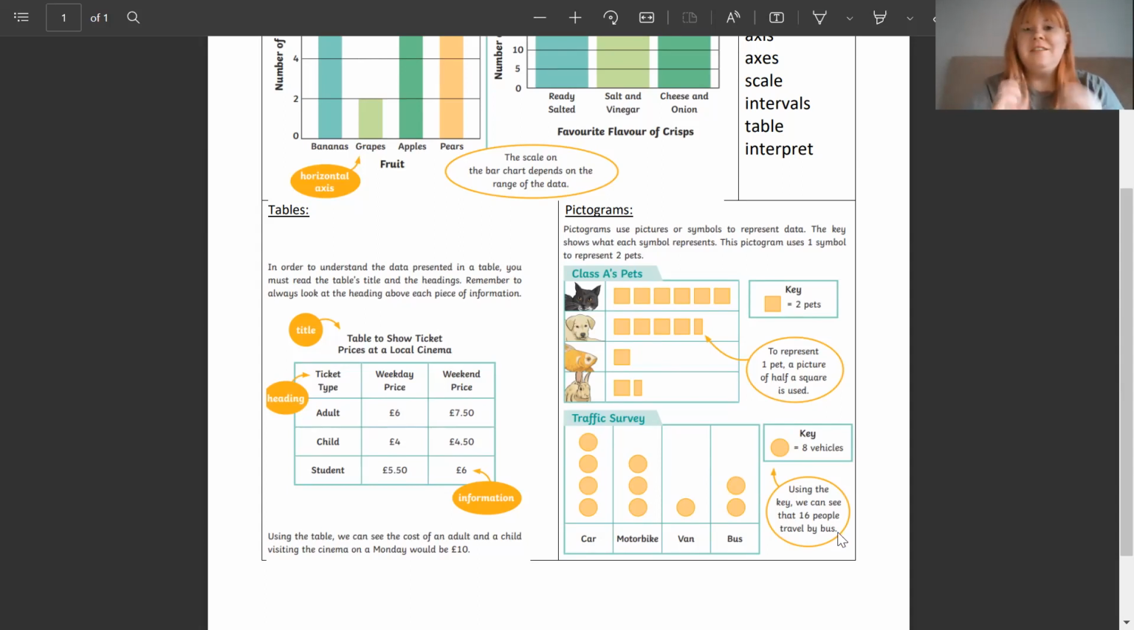It's a nice, simple way of showing data sets that might be quite large in scale. For example, here, 8, 16, 24, 32, that'd be quite a lot to draw in our key for a square, for example, where it'd be 2 vehicles. So we've just got to make sure we're reading those keys carefully before diving straight into interpreting the data on the table.